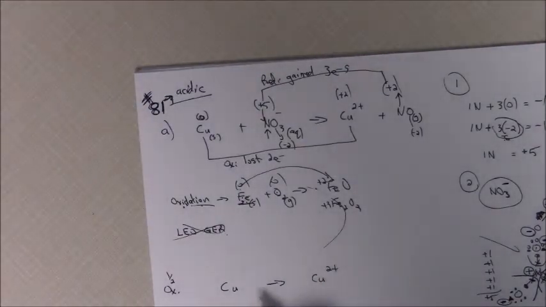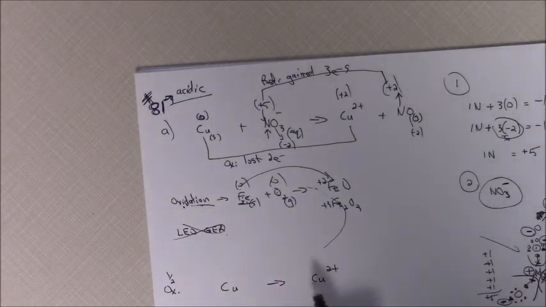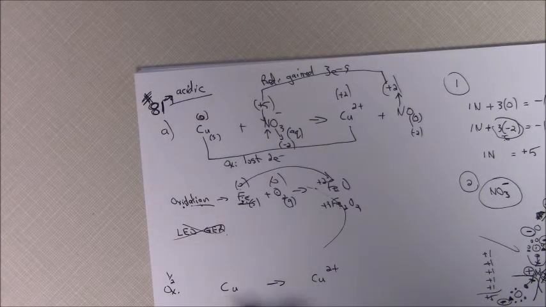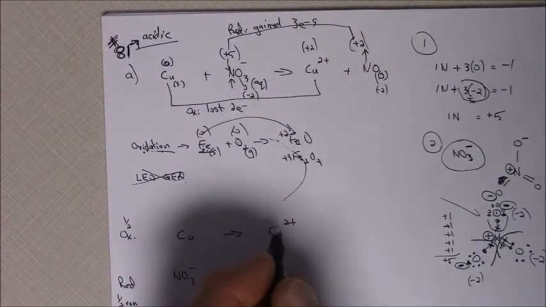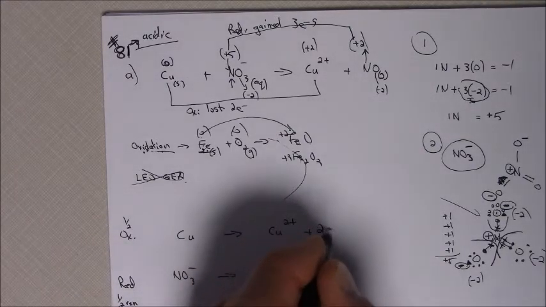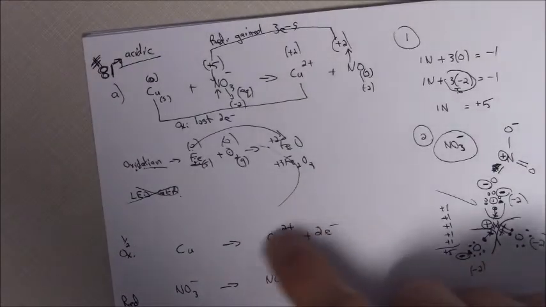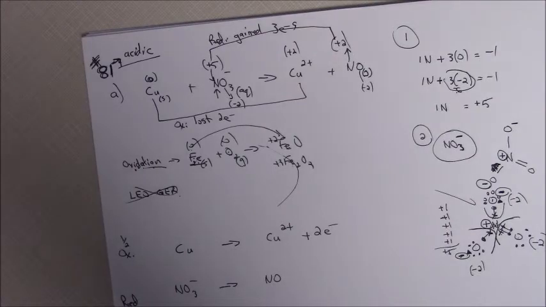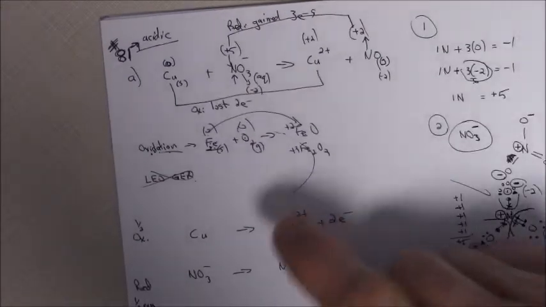The next step is you're supposed to balance hydrogens using H+. Well, there's no hydrogens here either. The very last step is simply balance the charge using electrons. So the right-hand side is at a +2. This is neutral. Well, if I add 2 electrons to this side, I now balance the charge. So we've completed the steps on that half reaction.